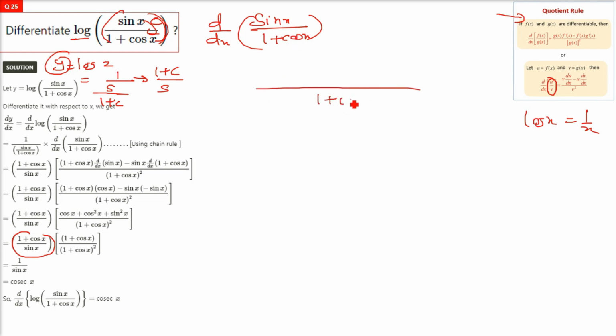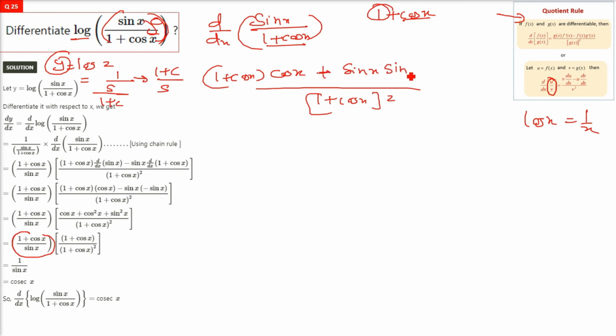So 1 plus cos x in the denominator square, 1 plus cos x here, d by dx of sin x will be cos x only. And then we have a subtraction sign. Then we write the sin x like that. And d by dx of 1 plus cos x is going to be, 1 will be 0, cos x will be minus sin x. So just change the sign, write a sin x here. So you can call it sin square x.